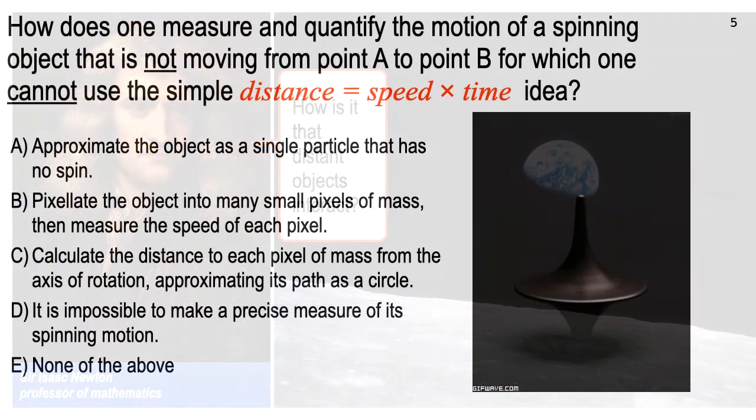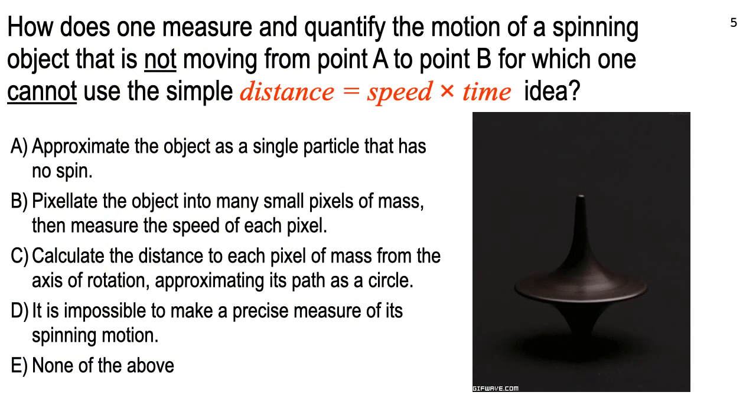Here's another question, a significant question. Can an object be in motion but not actually go anywhere? How do you quantify the motion of a spinning object? It's not moving from point A to point B, for which one would normally use the simple distance equals speed times time idea. So, how do you tackle that?